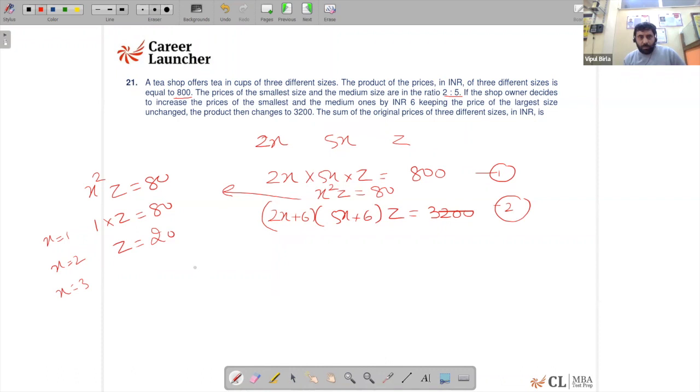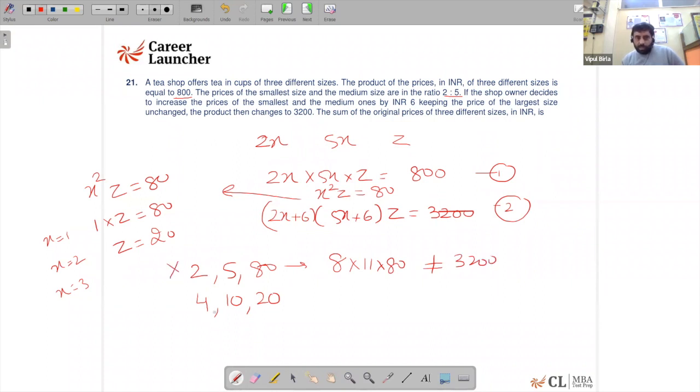One is the prices are 2, 5 and 80, or the prices are 4, 10 and 20. So taking the first case, if it is increased by 6, that means it will become 8. This increased by 6 becomes 11, and this remains 80. So the product is not equal to 3200. Therefore, this cannot be the case.